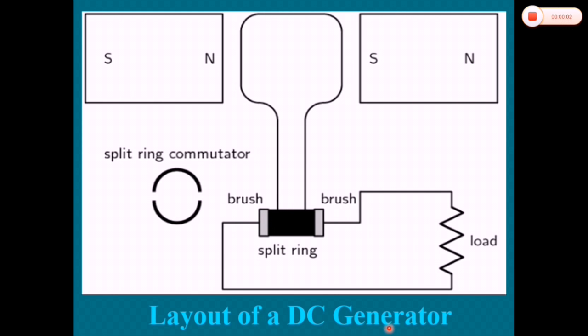And this is the layout of a DC generator where we use a split ring commutator. See the gaps, okay? And this is the load. This is the coil. These are two permanent magnets. These are carbon brushes which are colored in gray, and this is the wire. Same, this wire is coming through this brush and this wire is coming through this brush.